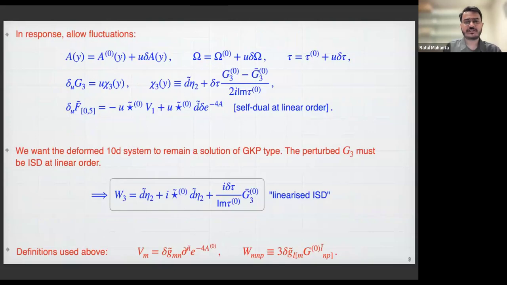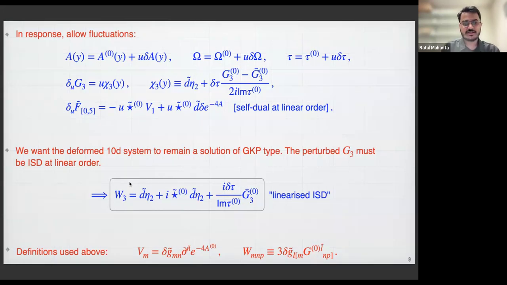We want the deformed 10D system to remain a solution of GKP type. So it is really we are going from one GKP solution to another GKP solution. So there is a family of solutions we are expecting. The three-form flux must be ISD at linear order because it should be a solution of GKP type. So this is an important relation for us. I will refer to it as linearized ISD.